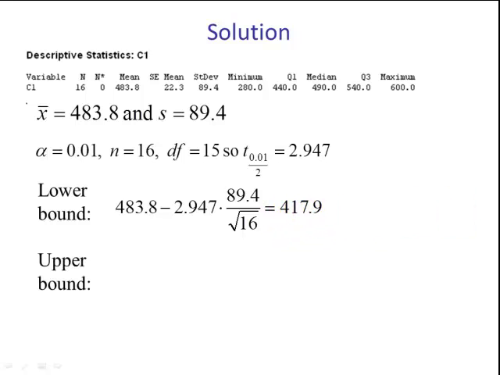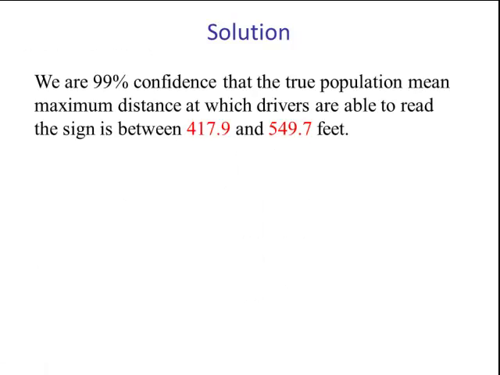417.9. The upper limit, upper bound, is 549.7. Now you may want to pause this video and check to make sure that you can get these values. So let's interpret this confidence interval. We are 99% confident that the true population mean maximum distance at which drivers are able to read the sign is between 417.9 and 549.7 feet.